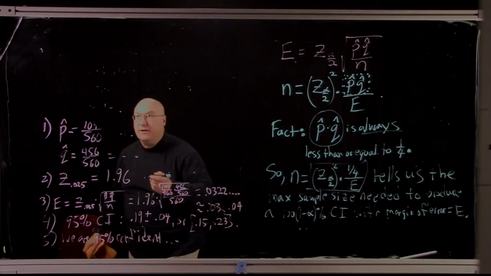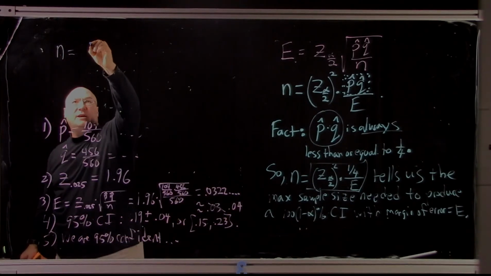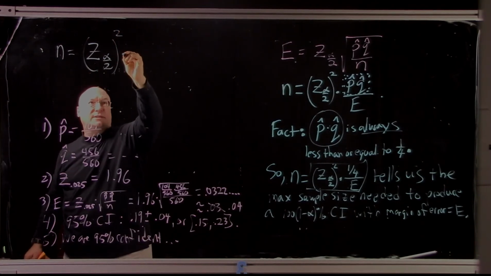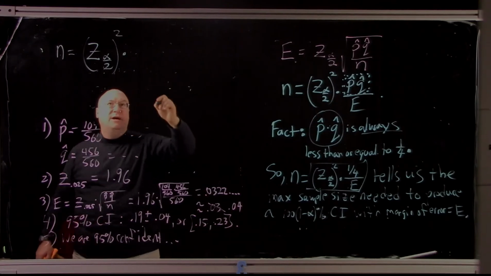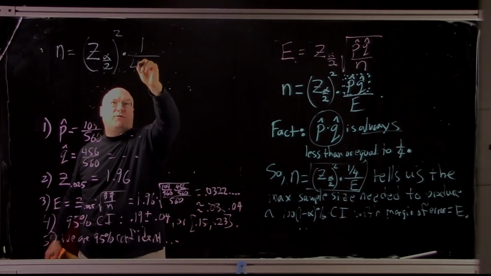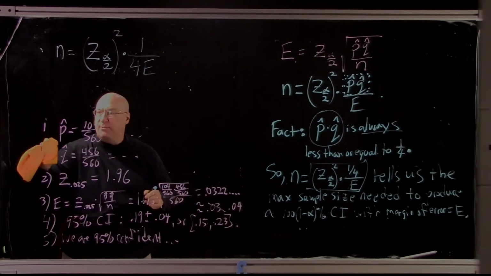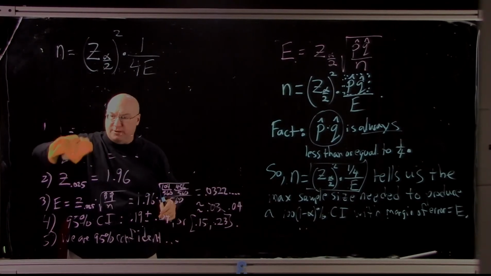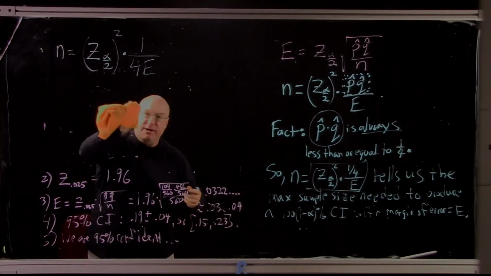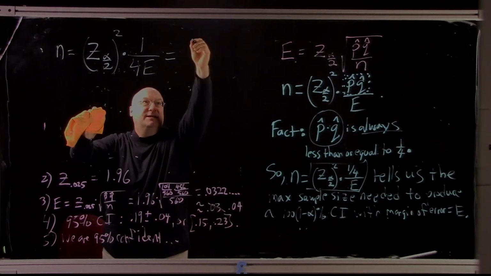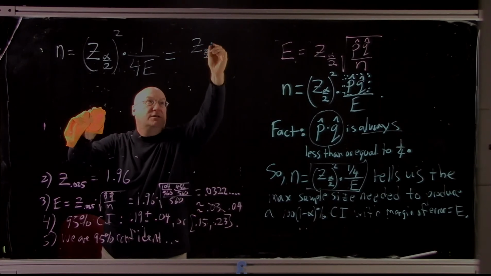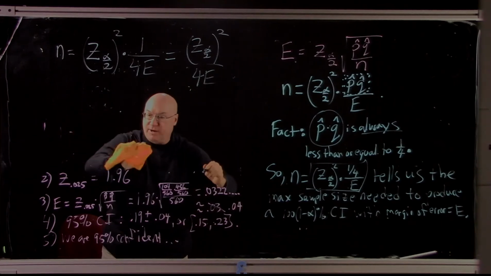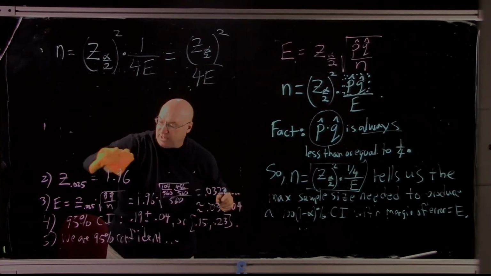Let me rewrite it over here. It's n equals z alpha over 2 squared times 1 times 1 over 4e squared. I can put that 4 in the denominator like that. And so it's really z alpha over 2 squared divided by 4e squared, if you like that better. It's a little more compact. Okay, so let's do an example.